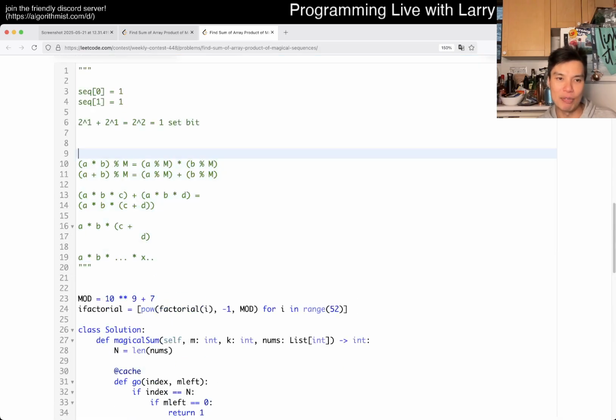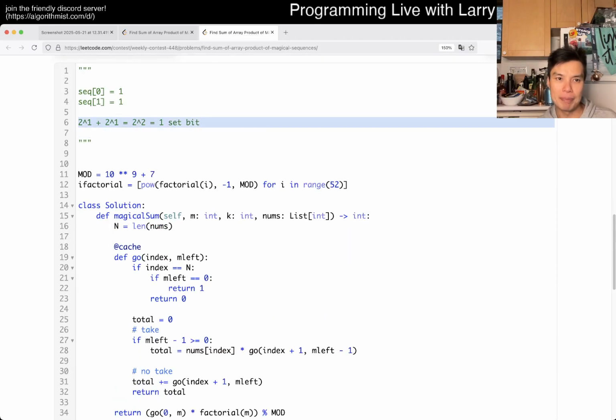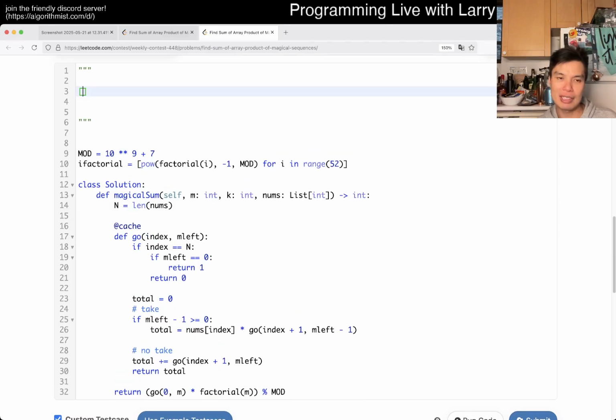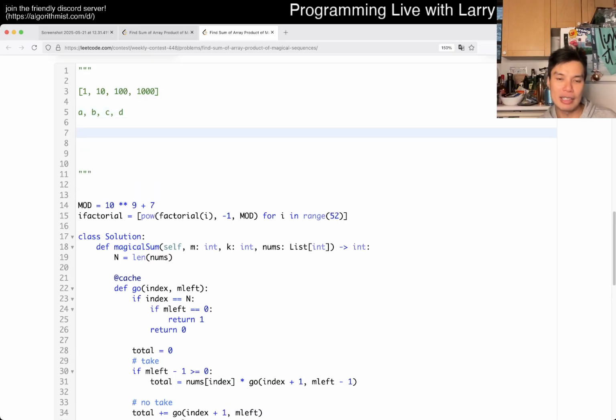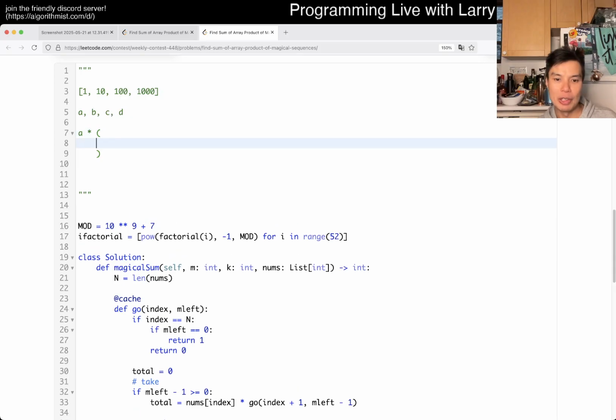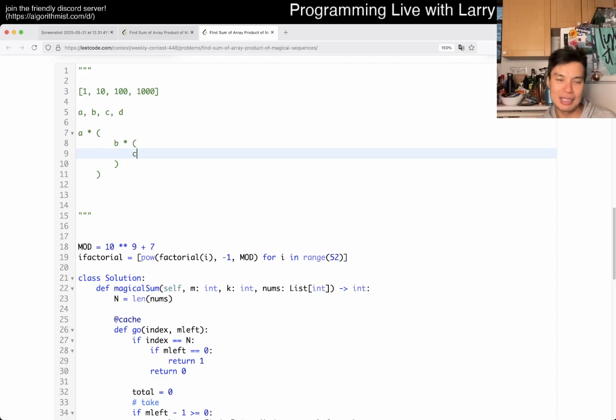For example, let's say there's only 4 numbers. I'll do a small one just for you at home. Let's say 1, 10, 100, 1,000, right? Oh, but it doesn't even matter. We just have 4: A, B, C, D, right? So then it's going to be A times, if you think about the recursion, it'll be B times, like C.